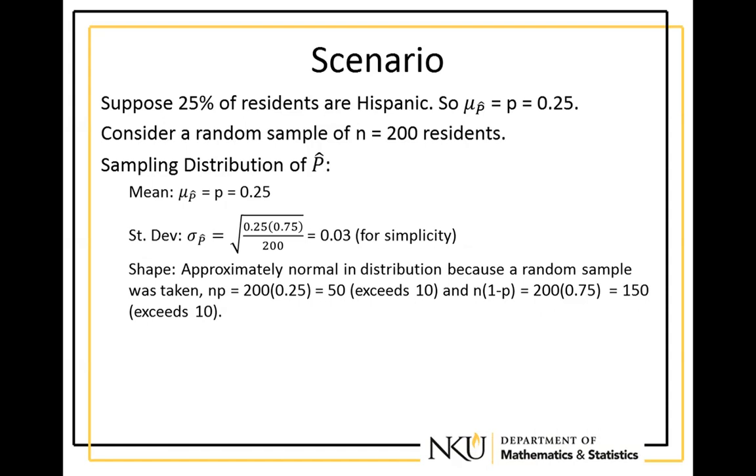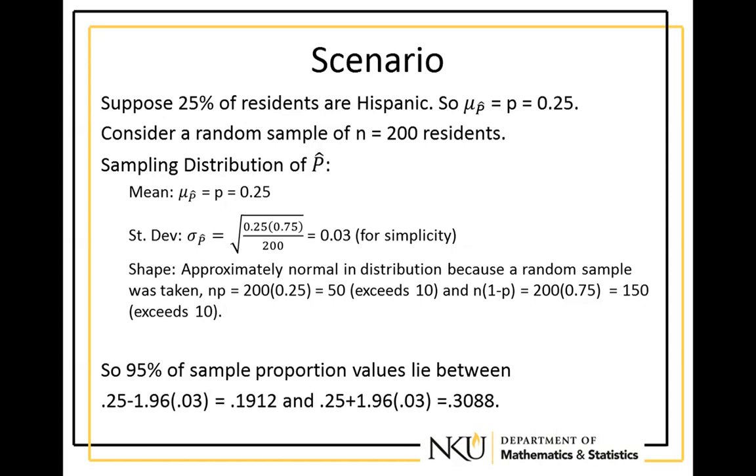What about the shape? Well, it is approximately normal in distribution. Why? Because we had a random sample. N times P would be 200 times 0.25, and that equals 50. So that meets my at least 10 requirement. And N times 1 minus P would be 200 times 0.75, which is 150, and that also exceeds 10.